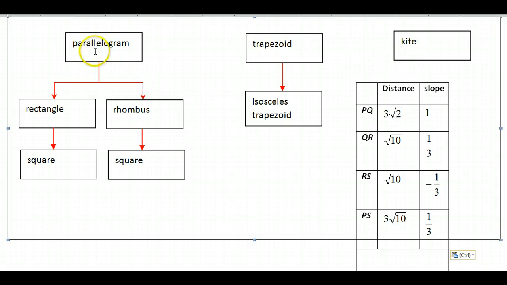If it's a parallelogram, we want to be as specific as possible. So if it's a rectangle or a rhombus, we're going to say so. Or even more specific still, if it's a square, we're going to say so. If it's a trapezoid, that's great, but is it an isosceles trapezoid? That's more specific. So we're going to classify, but we are going to try to be as specific as we possibly can.